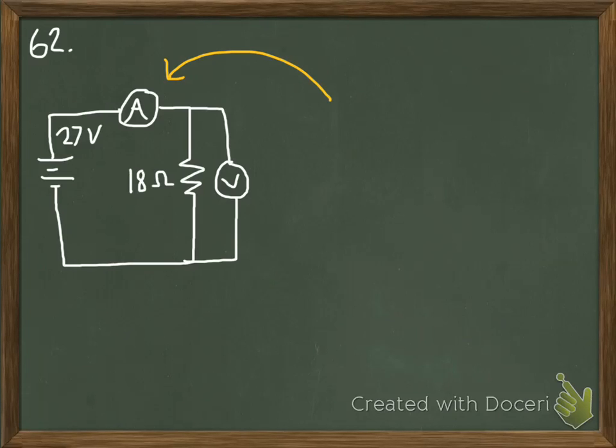And what is the ammeter reading? Well, what do we know about the circuit at that point in time? We know it's receiving 27 volts, and we know that the resistance is 18 ohms. So, knowing the voltage and the resistance, we can find the current. That's what an ammeter reads. So remember, the current is abbreviated with the letter I, and the units are measured in amps.